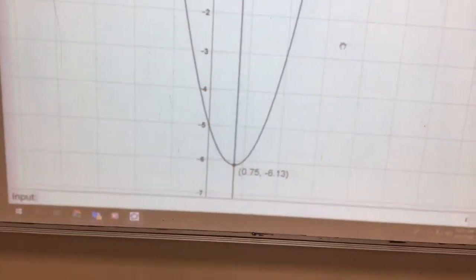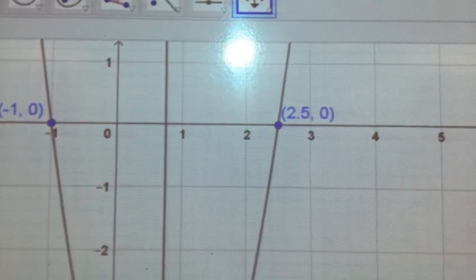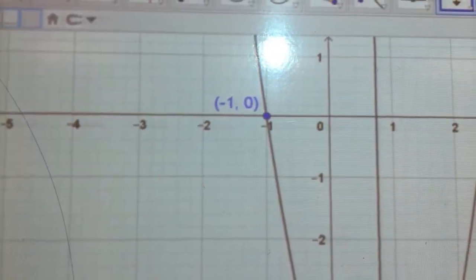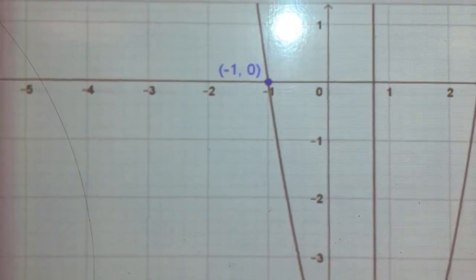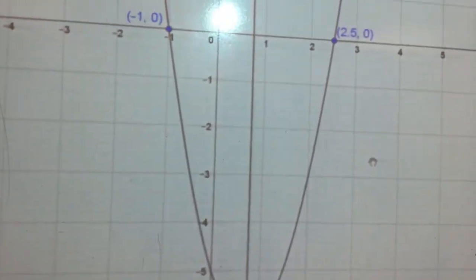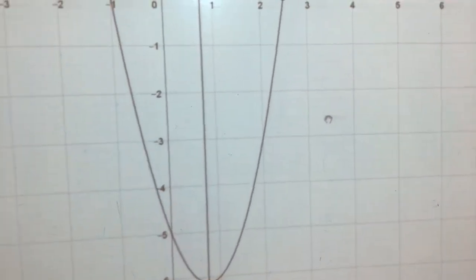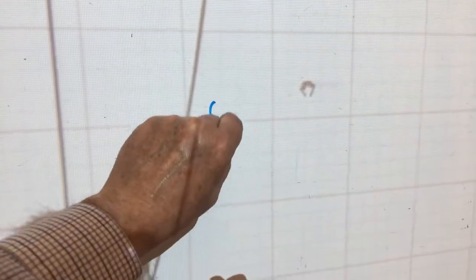So you did that. Now your x-axis intercepts. You found those, 2.5, 0, or 5 halves, 0, and negative 1, 0. Now I've been harping on you: how many points do you need to make a parabola? You need 5. Now look at this. Look at your axis of symmetry. Pick a nice number. Go to 2. If you plug a 2 in for x, you will find that y is negative 3.